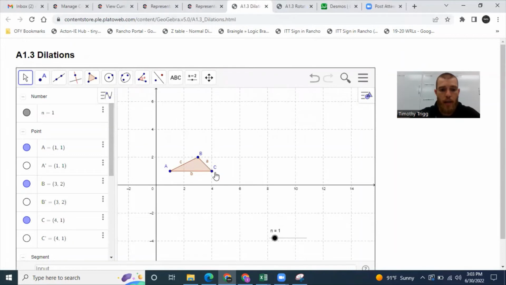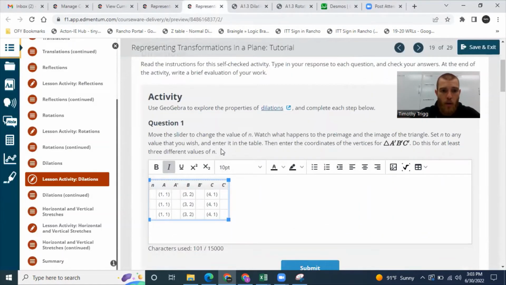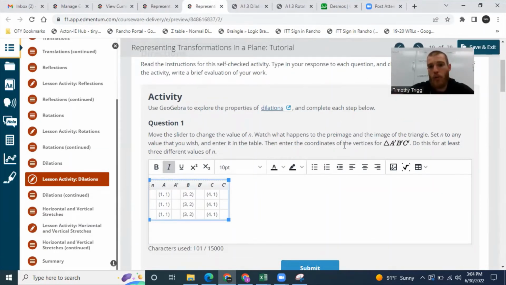Notice we have triangle ABC in this case. What does it say? Move the slider to change the value of n. Watch what happens to the pre-image and the image of the triangle. Set n to any value you wish and enter it in the table. Then enter the coordinates of the vertices for triangle A prime, B prime, C prime. Do this for at least 3 different values of n. So let's go ahead and do that.